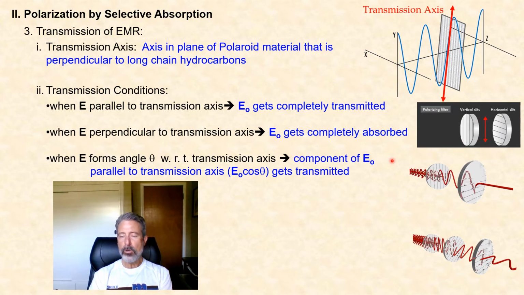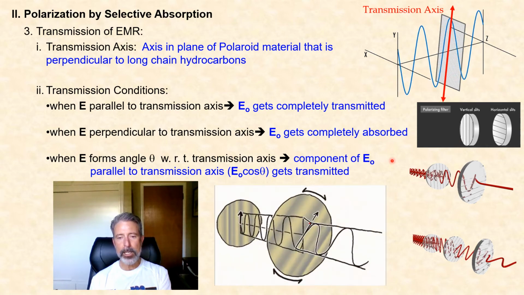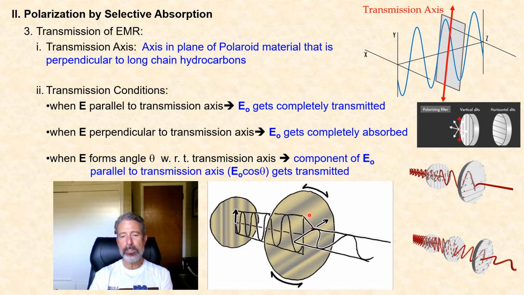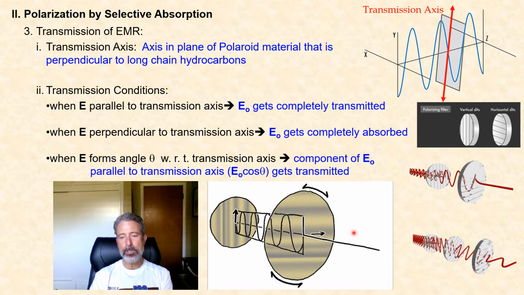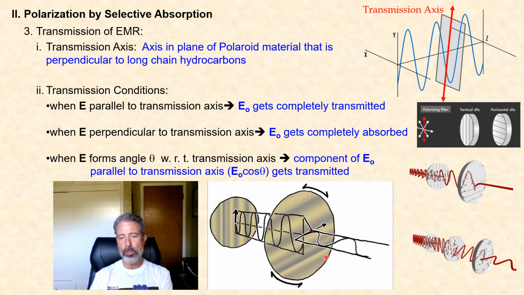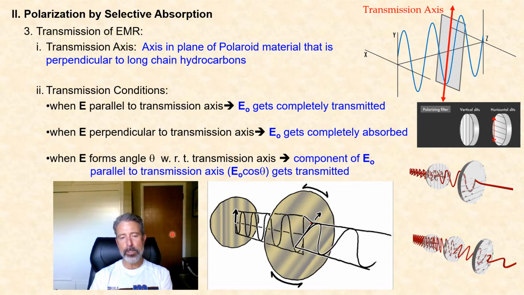So we can put this all together with this simulation here. This happens kind of quick, but if you follow it, you see what happens when the transmission axis is rotated through 90 degrees. Look what happens to the wave that comes out. When it's in line, it all comes through. When it's perpendicular, none of it comes through, and you have all the cases in between.